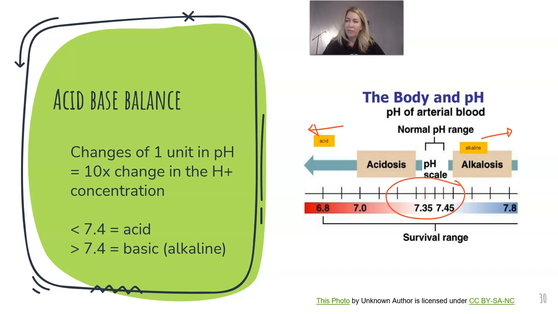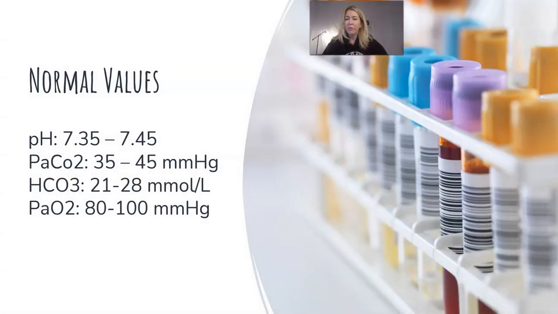The normal range is 7.35 to 7.45. I know this is a review for you, so let's get started and talk a little bit more about this. Your normal pH is 7.35 to 7.45. Anything under 7.35 is considered to be acidotic. Anything greater than 7.45 is alkaline.